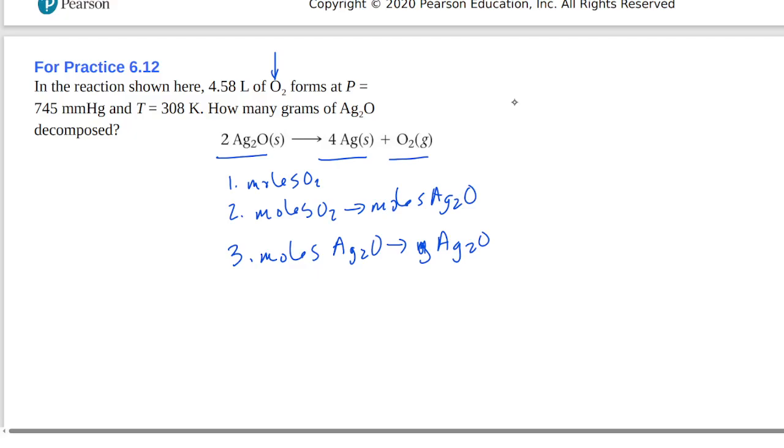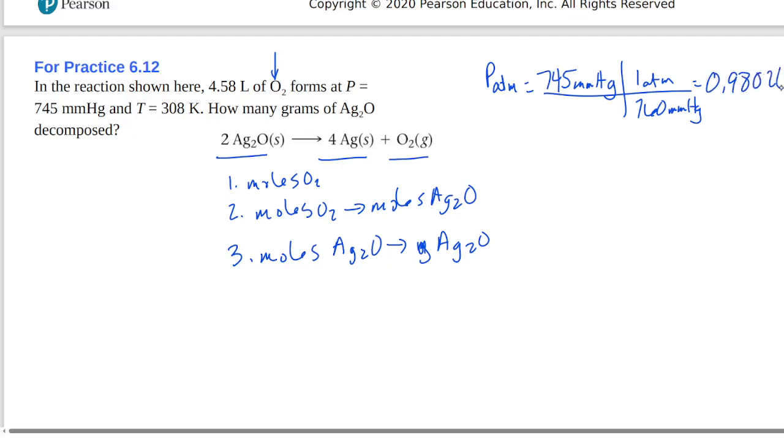First, we need to convert everything that we need for this calculation. So our pressure in atmospheres is equal to 745 millimeters of mercury, and 760 millimeters of mercury is 1 atmosphere. So our pressure in atmospheres is 0.980263 atmospheres, and that's for the O2 because we were given this information for O2.